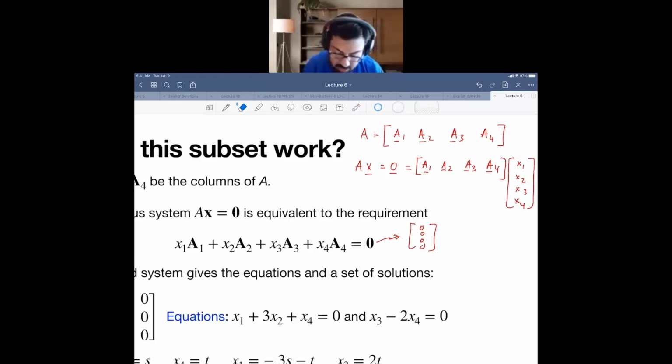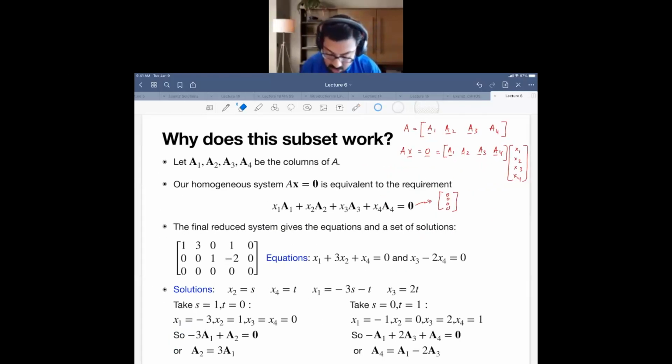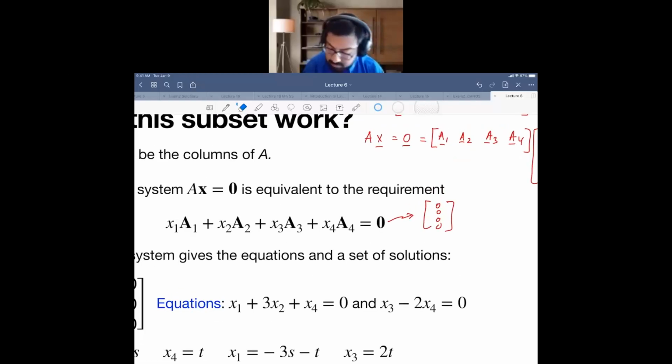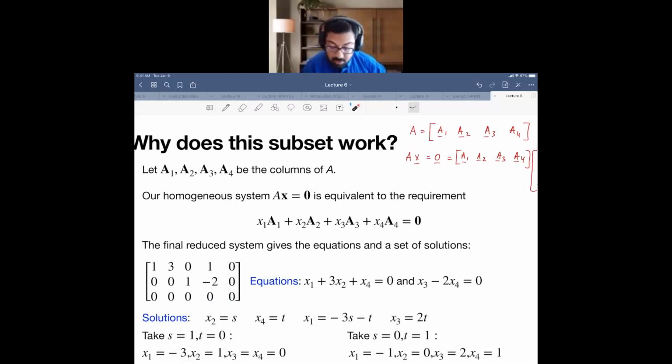Actually, no. We don't have any constraint on the number of rows in each column. So this is in general, right? So let me erase this. There's no constraint over there. So each of these columns can be anything. So our system of equations was Ax equals 0. That is going to be equivalent to requiring this, right?